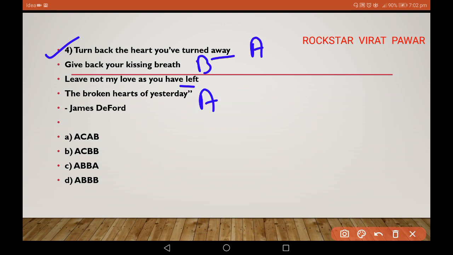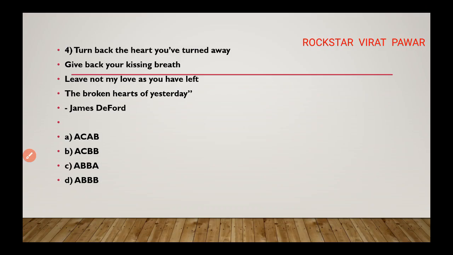So we can write A, that is A, B, and the last one will be A. Find the words like that. Okay, breath and left are common, that's why the rhyming scheme for this poem is A, B, B, A. Okay, so option C is correct for this poem. In this way we have learned to find the rhyming scheme from a poem.